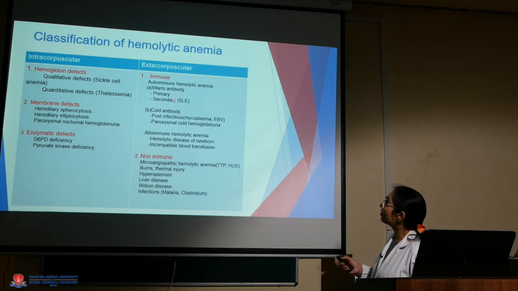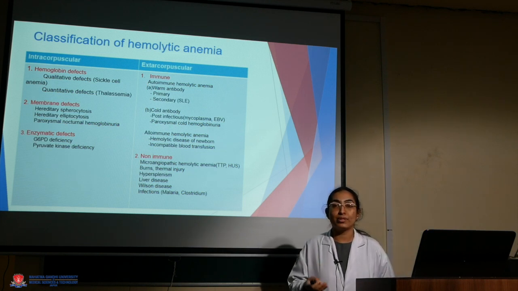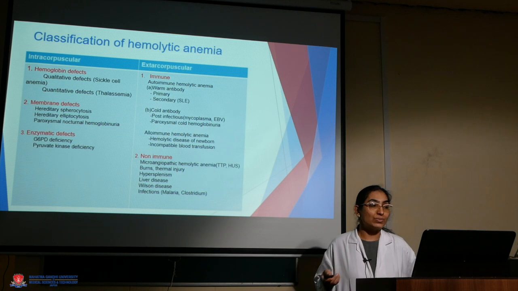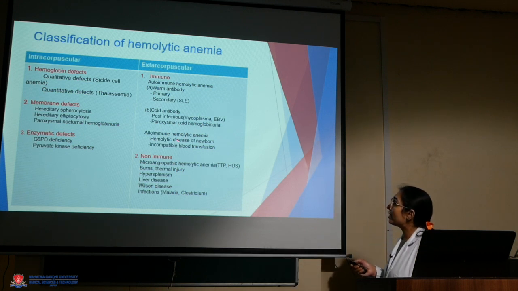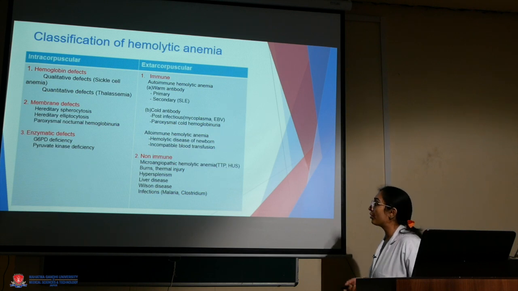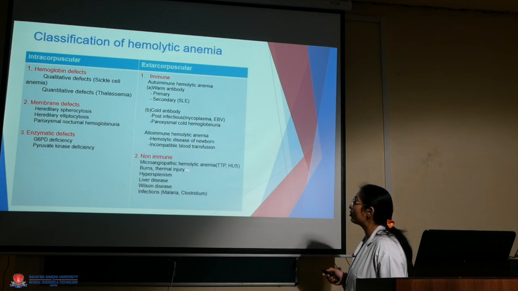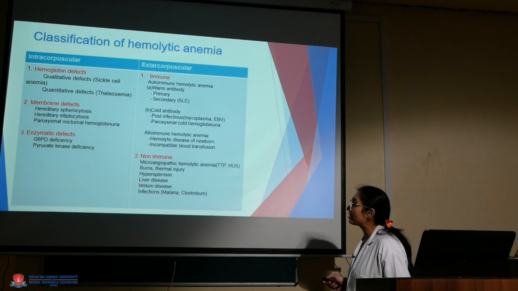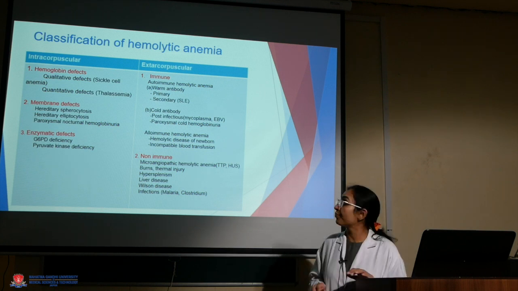In extracorpuscular immune causes, you have autoimmune hemolytic anemia, which is further classified into warm as well as cold antibody types. And there could be alloimmune hemolytic anemia, which is seen in HDN or hemolytic disease of the newborn. You can have non-immune causes of hemolytic anemia like microangiopathic hemolytic anemia, TTP, HUS, burns, thermal injury, hypersplenism, liver disease, Wilson's disease, and infections like malaria and Clostridium.